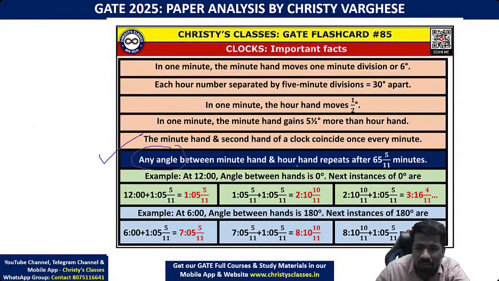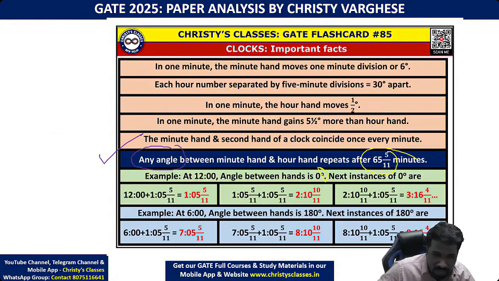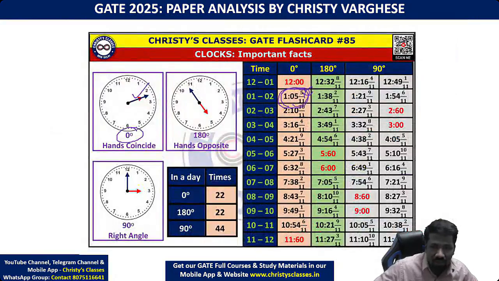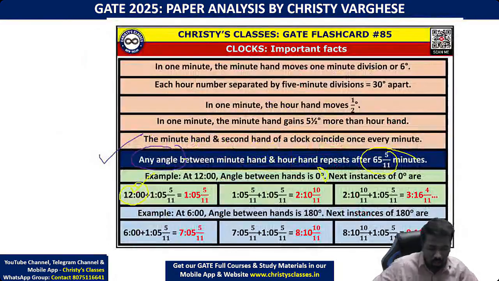Any angle between the minute hand and hour hand repeats after 65 and 5/11 minutes. Any angle means, in this question it is 0 degrees, and that is the theory given here. For example, at 12 o'clock it is 0 degrees, the hands are coinciding. So 1 hour 5 and 5/11 minutes: 1 hour means 60 minutes, so 60 plus 5 is 65 and 5/11 minutes. Adding 65 and 5/11 minutes, we get 155/11.